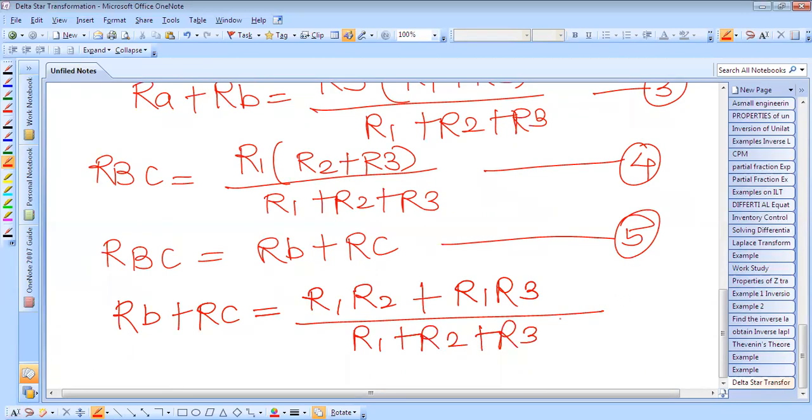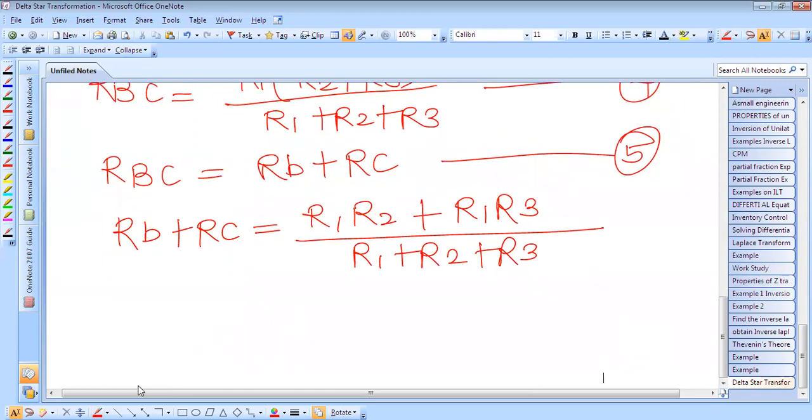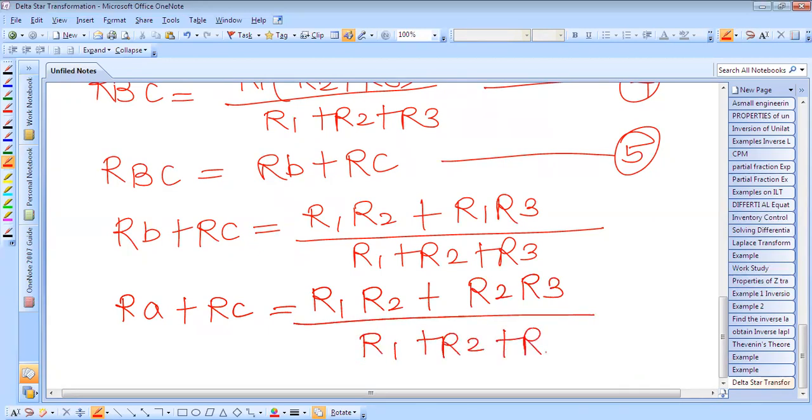So similarly, we can consider for the third, the resistance between C and A, and I can directly write here RA plus RC is equal to R1 R2 plus R2 R3 divided by R1 plus R2 plus R3.